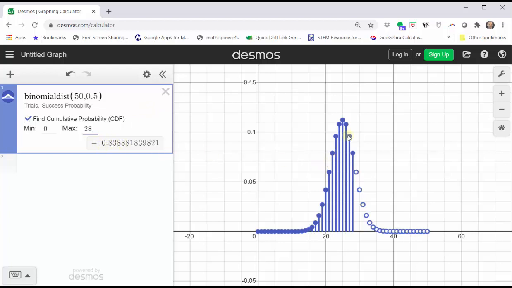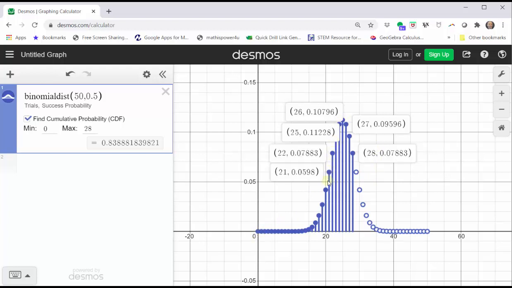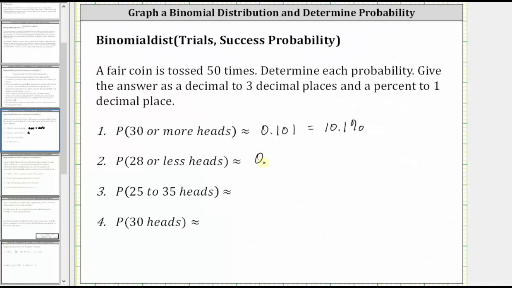Again, looking at the graph, notice how the closed points and the vertical line segments represent the successes of getting 28, 27, 26, 25, and so on, all the way down to 0 heads. So if we were to find all these individual probabilities and then find the sum of the probabilities, we know it would be this value here of approximately 0.839. Again, let's go ahead and record this probability. Approximately 0.839, which is equal to 83.9%.